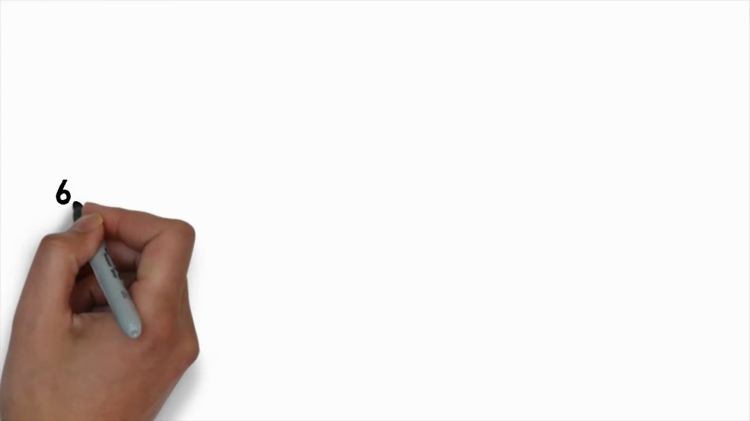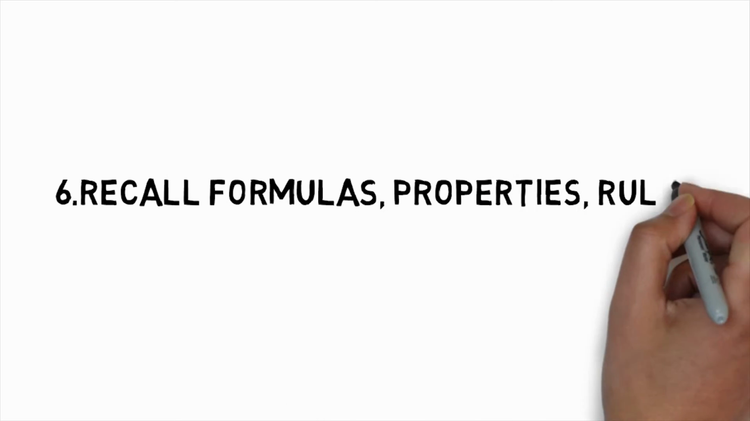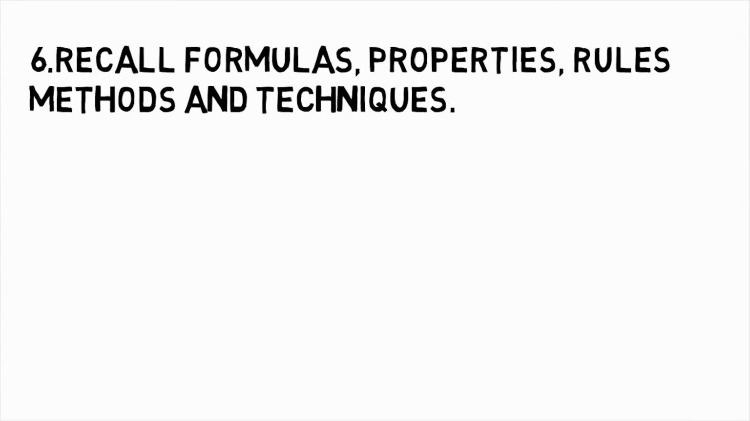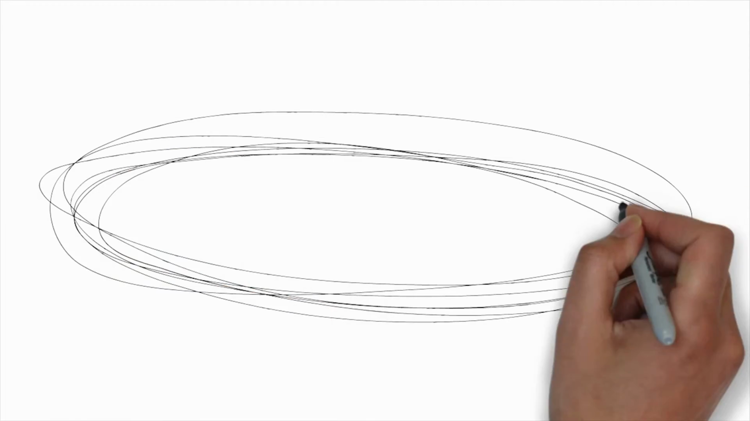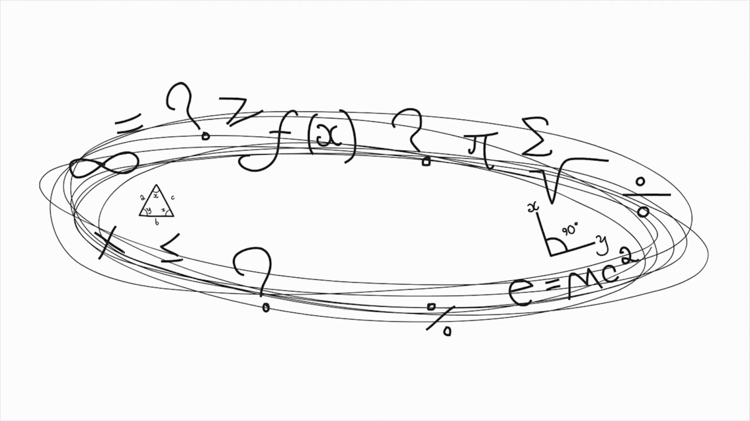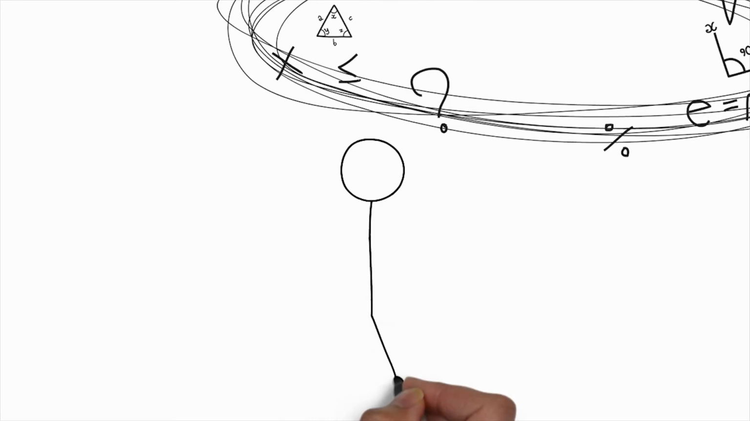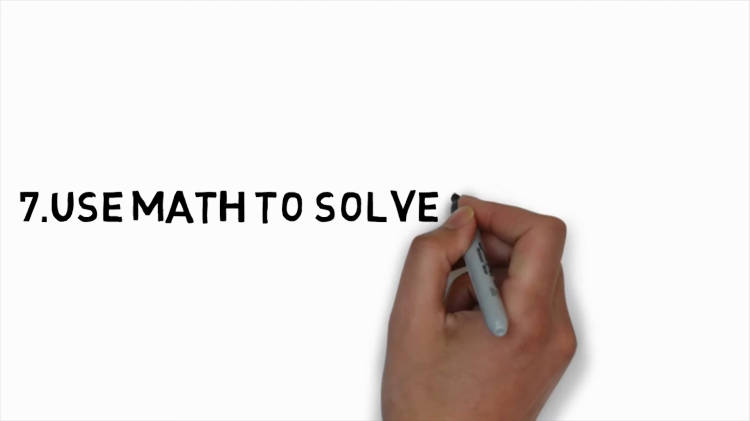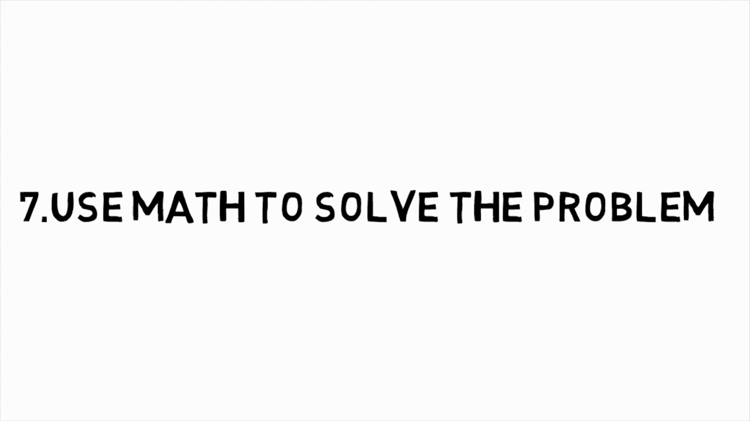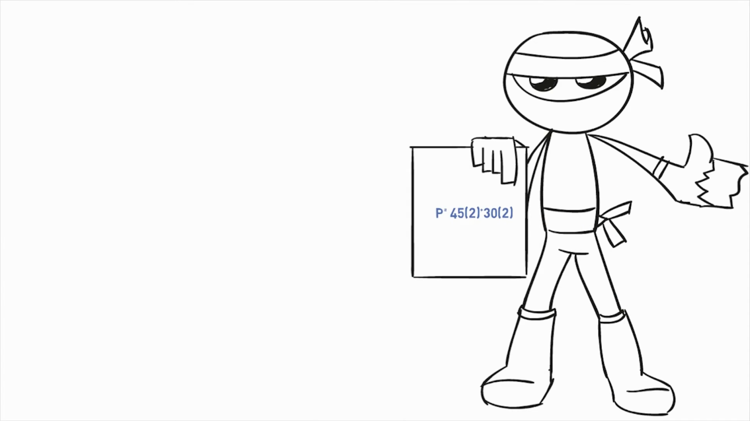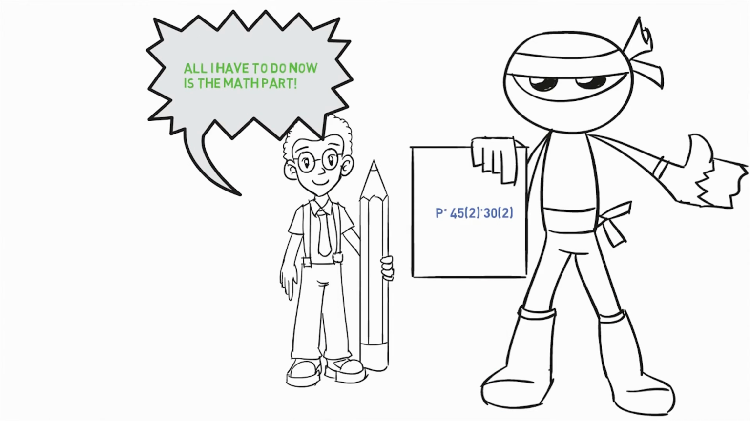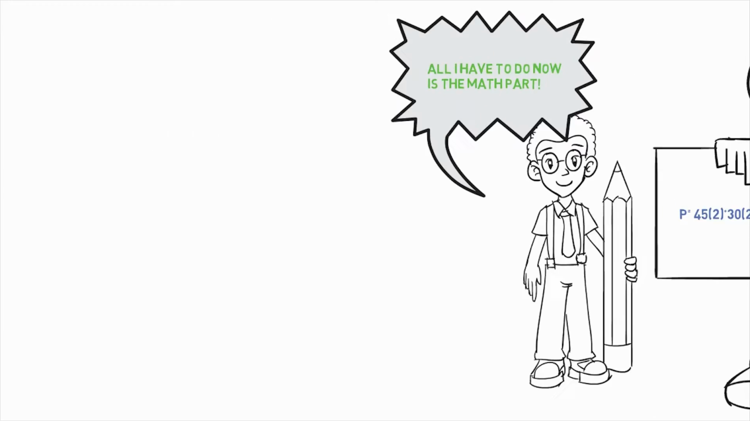Number 6. Recall formulas, properties, rules, methods, and techniques that are relevant to the math relationship. In more advanced problem-solving questions, you may need to use logical reasoning and develop your own method of problem-solving. Number 7. Use math to solve the problem. Once you have the equation or the inequality written out, it's now a simple matter of doing the math to solve for the unknown.